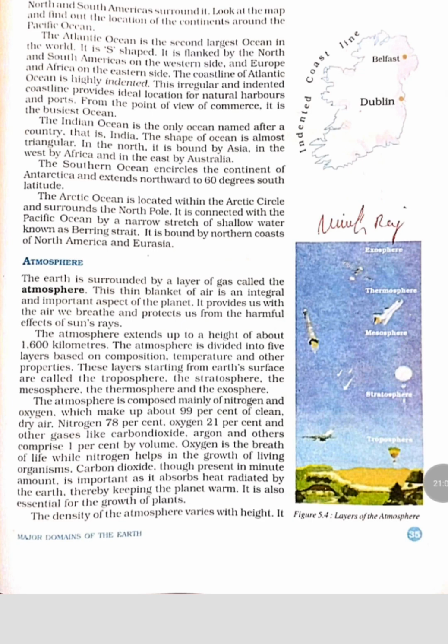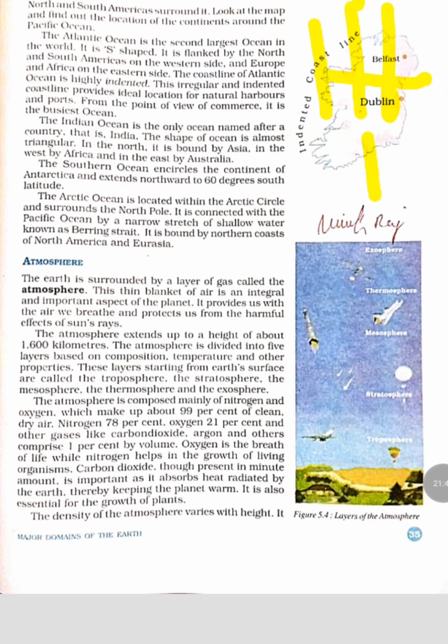You see on the map the Atlantic Ocean, which is the second largest ocean in the world. It is S-shaped, and flanked by North America and South America on the west side, and Europe and Africa on the eastern side. You know about this side being the east on the map, and this side west, this side north, and this side south. So the east side is connected by Africa and Europe, and the west side by North America and South America.